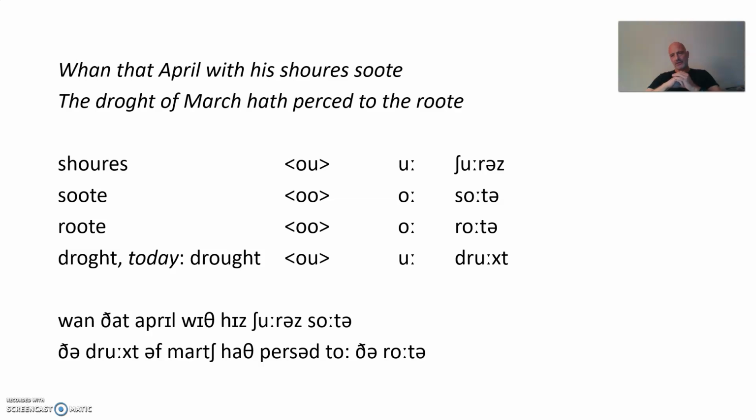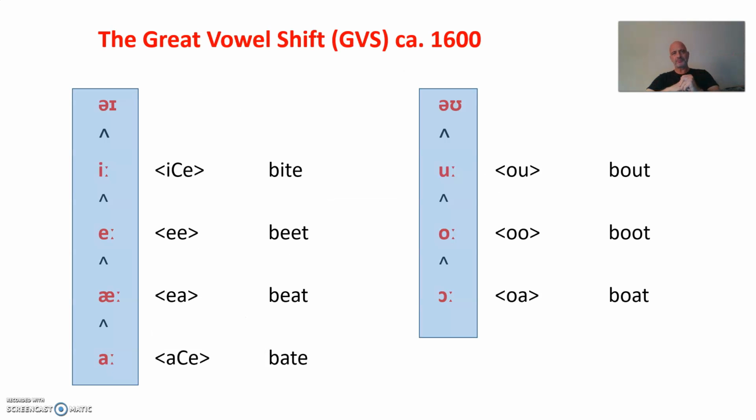And I have a transcription here: "Whan that April with his shoures soote, the droghte of March hath perced to the roote." Something like that. This would be Middle English, okay? Now what happens to these vowels?